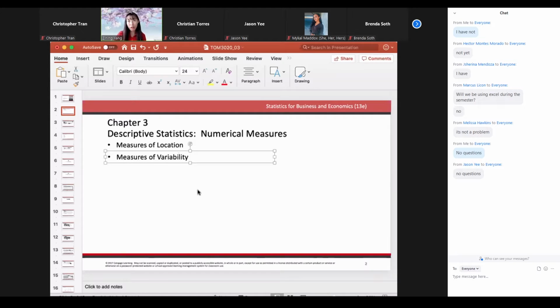Variability, however, is a different story. So variability is asking how different these numbers are. Are all the numbers pretty much close, right? Or is everyone getting the same score? Or do we have huge variation, huge differences?